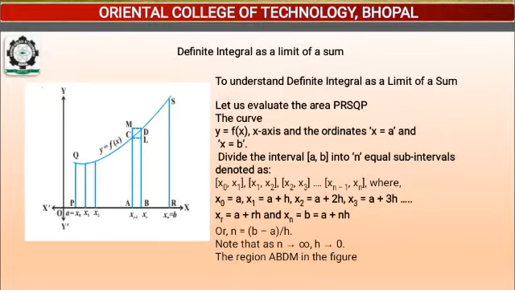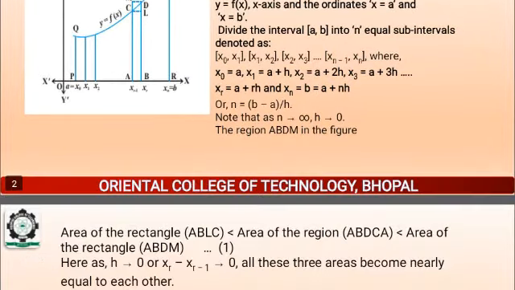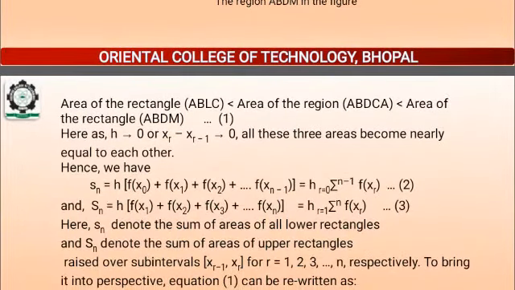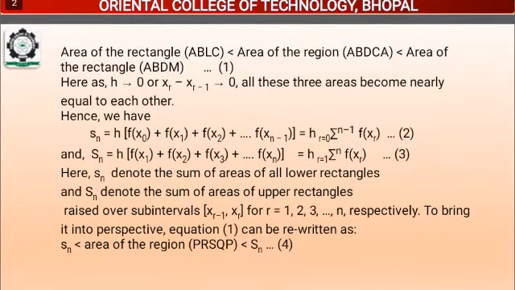In the region ABDM in the figure, it is clear that the area of rectangle ABLC is less than the area of the region ABDCA, which is less than the area of the rectangle ABDM. Here it is clear that when h tends to 0, x(r) minus x(r-1) tends to 0, the class interval length. All these three areas become nearly equal to each other. Hence, small sn equal to h[f(x0) plus f(x1) plus f(x2) and so on]. This is the summation form.